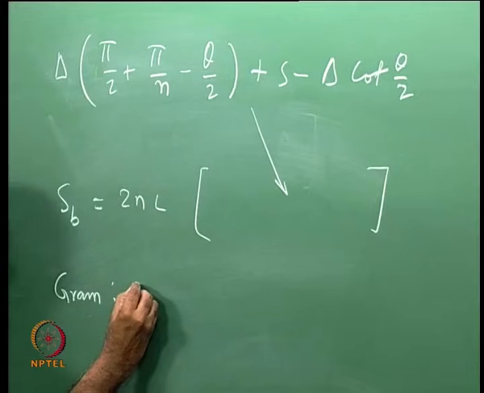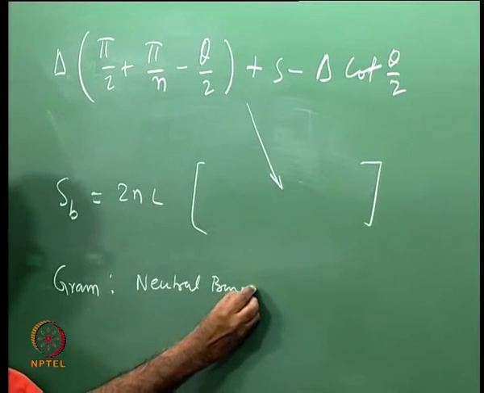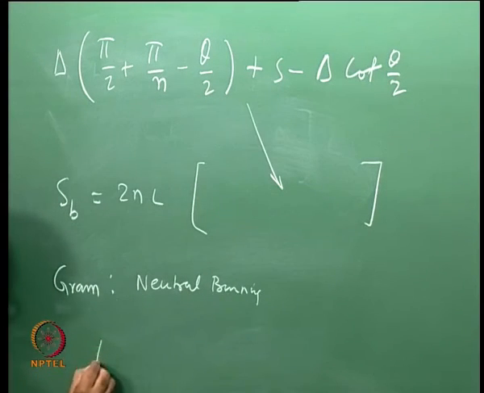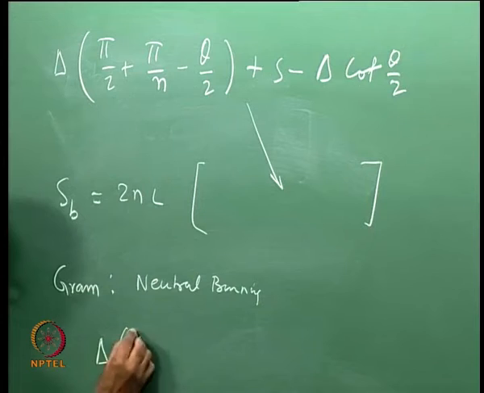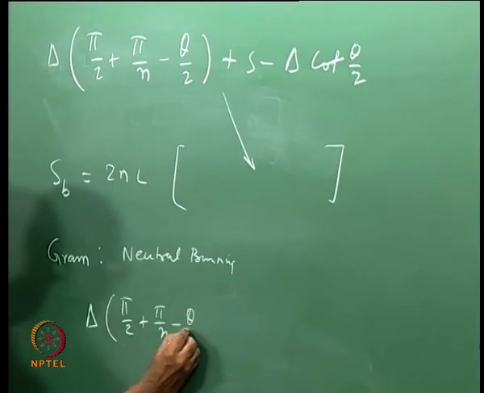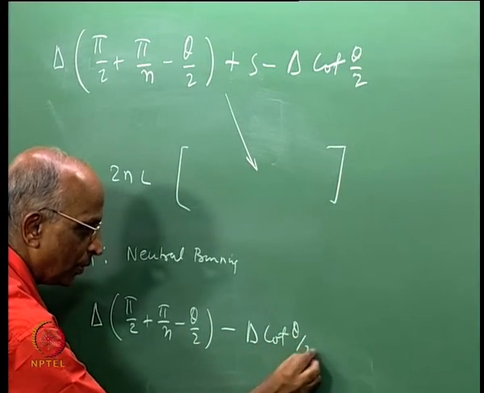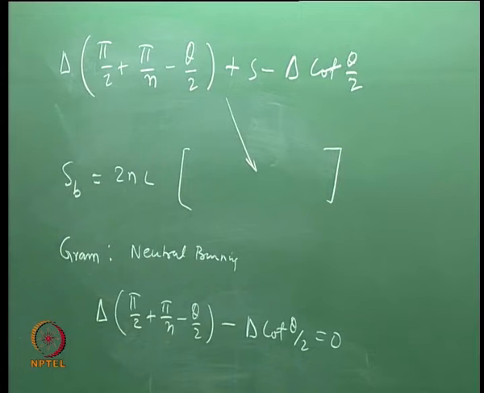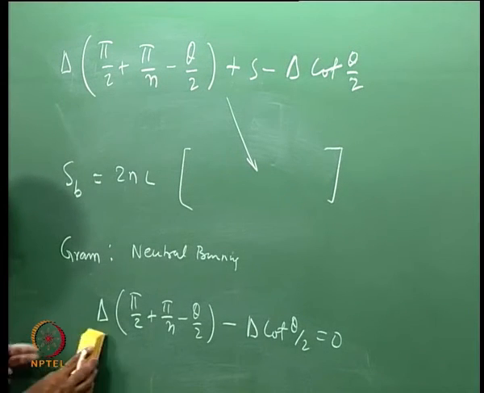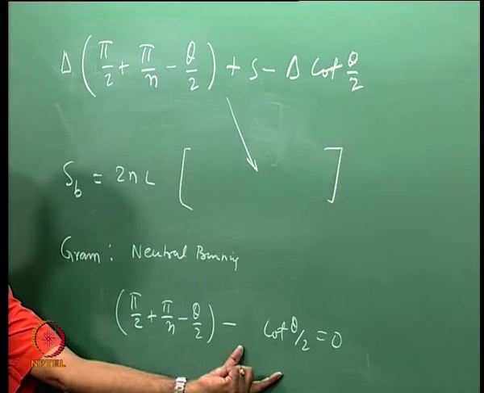neutral burning. If it is neutral burning, what must happen? It must always be S. In other words, for neutral burning it is necessary for me to have delta into pi by 2 plus pi by n minus theta by 2 minus delta cot theta by 2 equal to 0. That means I will have neutral burning, and what do I get? I solve this equation, delta gets cancelled, and rather I get pi by 2 plus pi by n minus theta by 2 minus cot theta by 2 equal to 0.